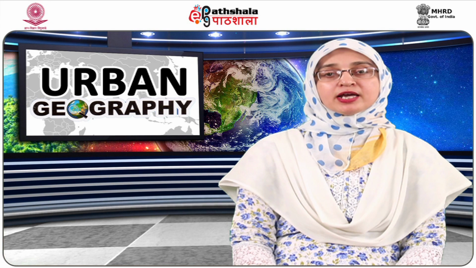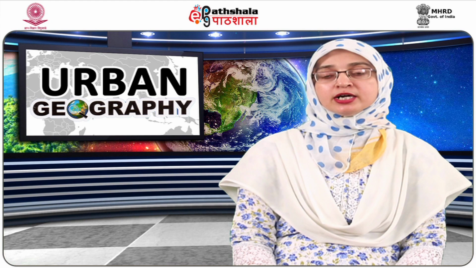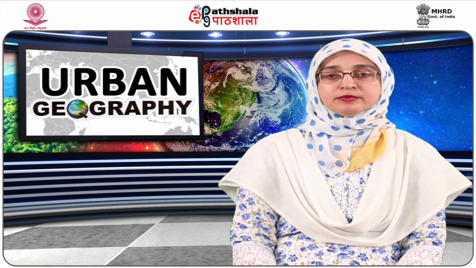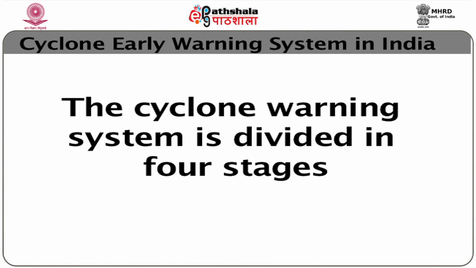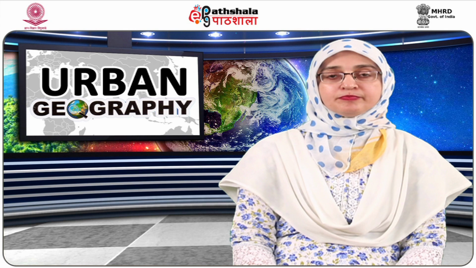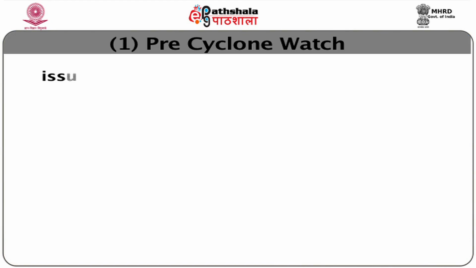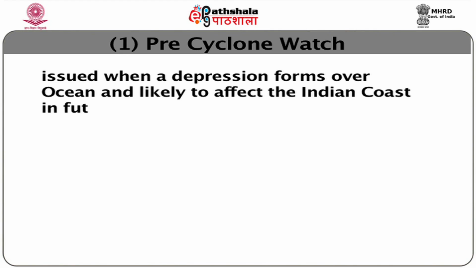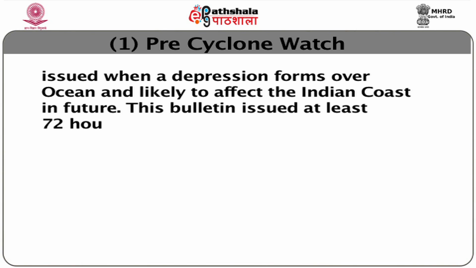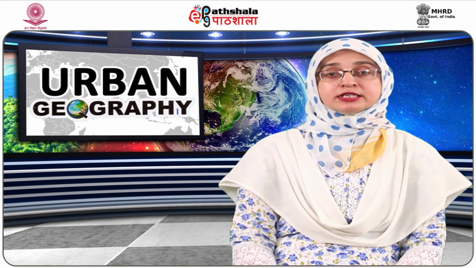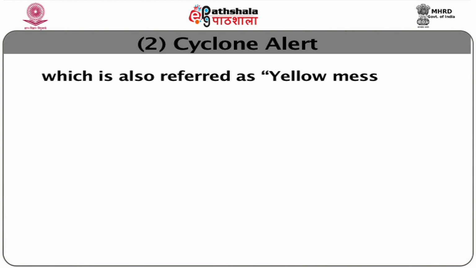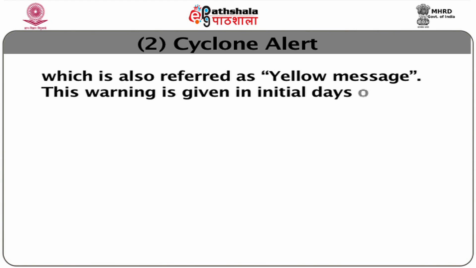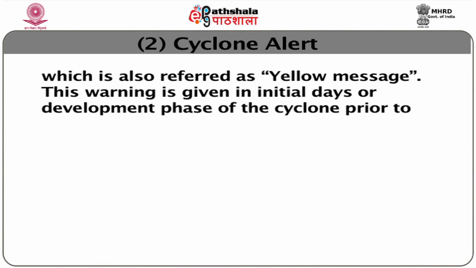There is a systematic approach of cyclone warning in India as developed by IMD. The cyclone warning system is divided into 4 stages. Number 1, pre-cyclone watch, issued when a depression forms over ocean and is likely to affect the Indian coast in future. This bulletin is issued at least 72 hours in advance. Number 2, cyclone alert, which is also referred to as yellow message. This warning is given in initial days or development phase of the cyclone, prior to 48 hours before.